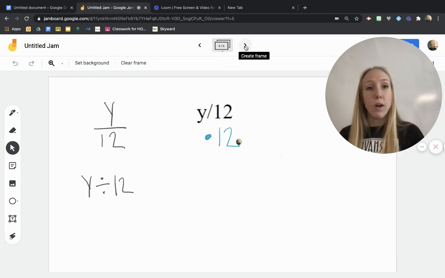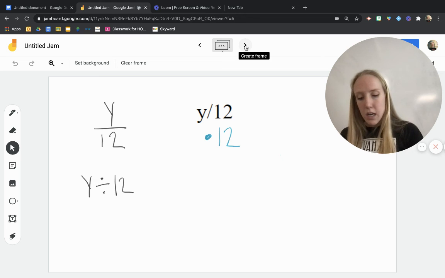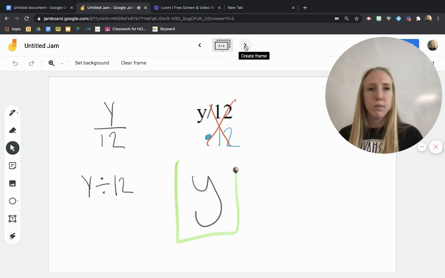All right, so let's see here. y divided by 12 times 12. Well, divided by 12 and times 12 undo each other. Awesome, those go away. And all we are left with is y. So we got the variable by itself.